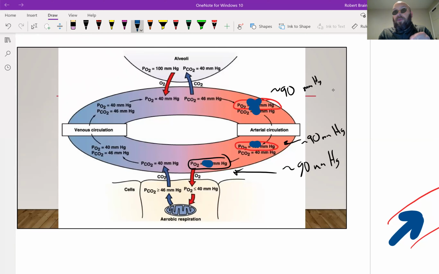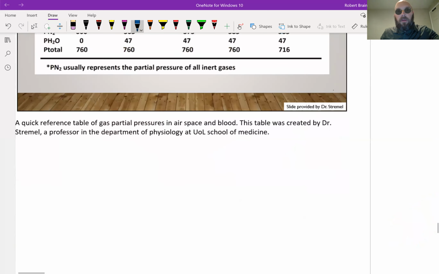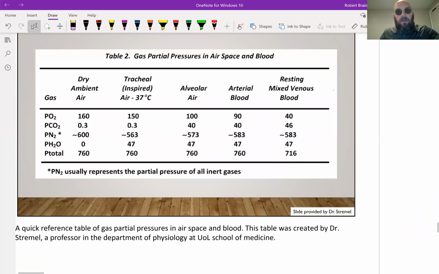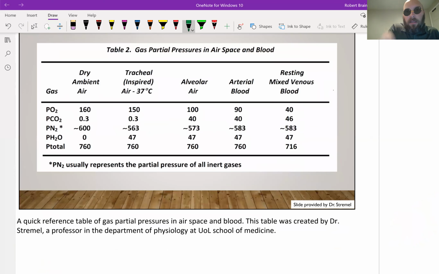And if you go two or three slides above this, I have included a chart that, I think at the bottom, says it's a slide taken from Dr. Strummel's notes. In that table, it has arterial PO2. Well, let's just go up real quick. Here we go. It has right here arterial PO2. See, 90. So arterial PO2 is 90 and alveolar PO2 is 100. So now both of those match. Sorry for any confusion that caused.